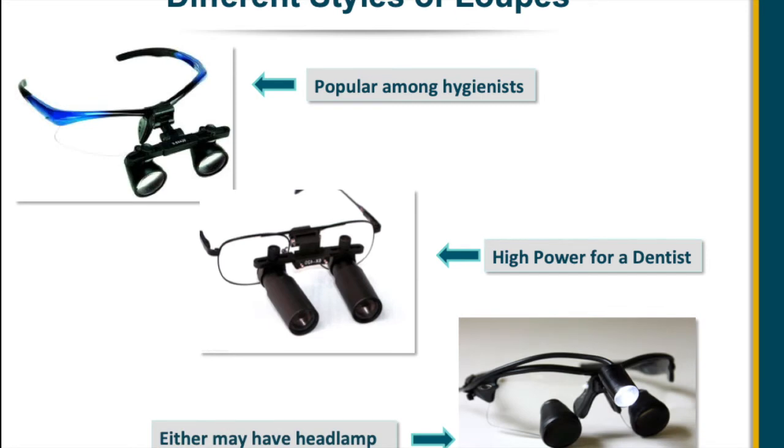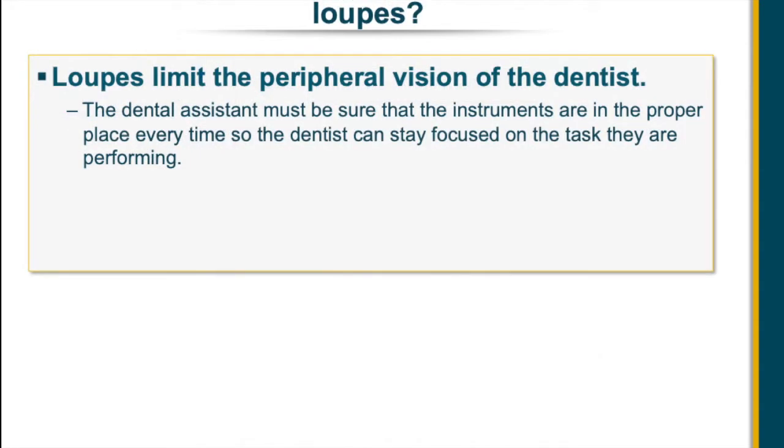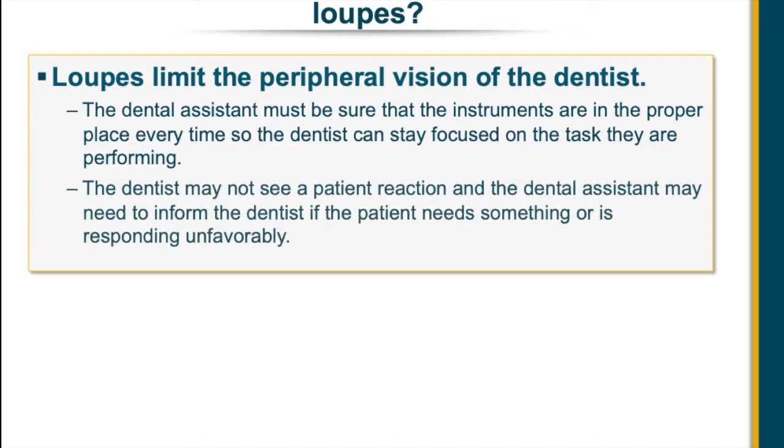So again, just to review, you'll see hygienists and some dentists use loupes, and they may or may not have a headlamp. There are some limitations with loupes. They do require more light. The higher the power, the more light they require. That's why headlamps come in handy. And there is a blind spot. The dentist cannot see very much outside the loupes, and he's going to be focused on the tooth. So the dental assistant should be aware of that, because the dentist may not see the patient's eyes squeezing shut or hand raising and things like that. So the dental assistant is really important to help the dentist see what the patient needs are.